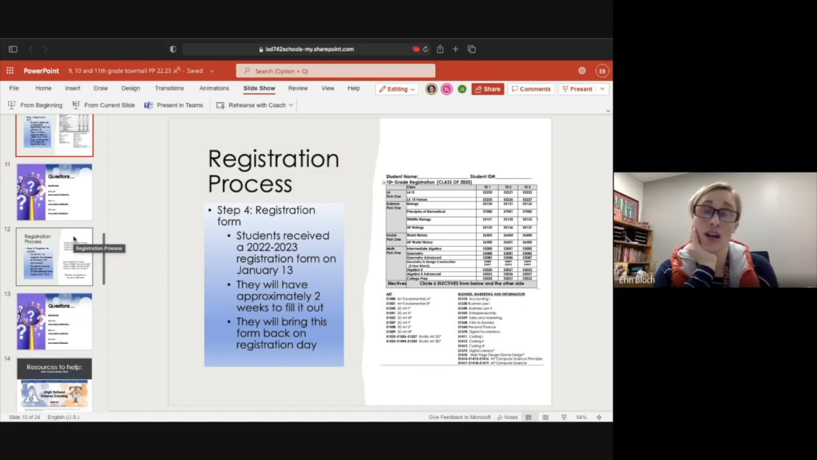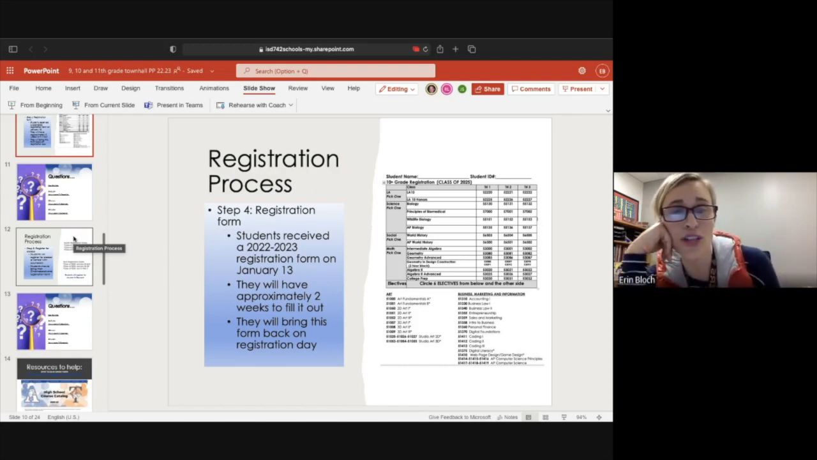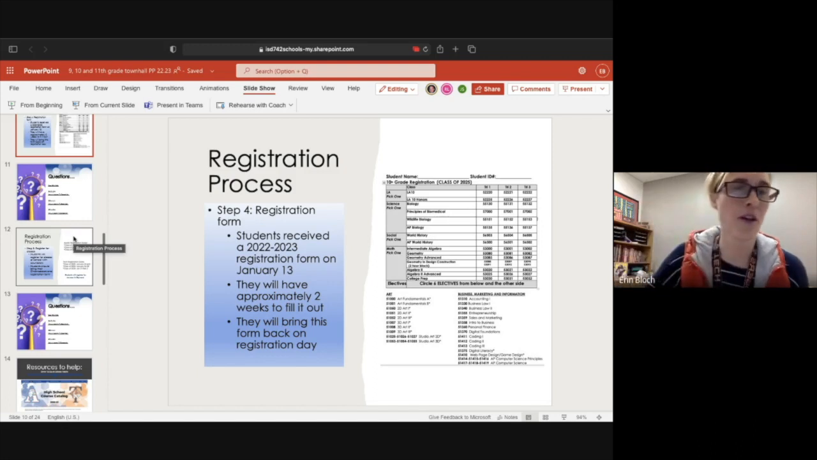So their job: everyone should have this form. Maybe if you have a junior, they kept it for one more week, but our 9th and 10th graders should have this form in their backpacks. So please ask them to review it with you. They need to have this ready to go next week when we will meet with them.